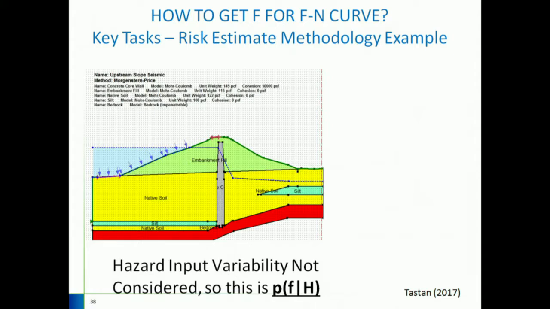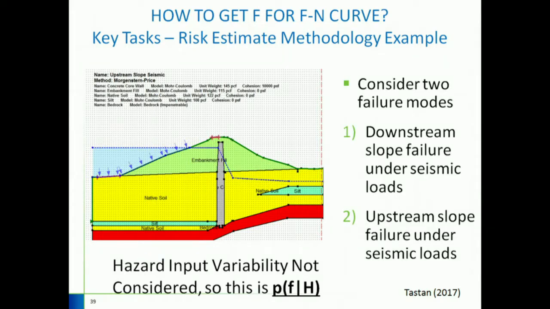So we're going to look at the probability of failure for multiple failure modes. And we're going to look at the performance part of it. We're not looking at the hazard. In other words, it's the probability of failure when the hazard happens. So 2 failure modes: downstream slope failure under seismic load, upstream slope failure under seismic loads. Of course, there are a lot more, but for the simple example, let's look at those 2.